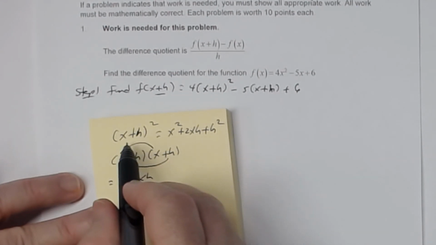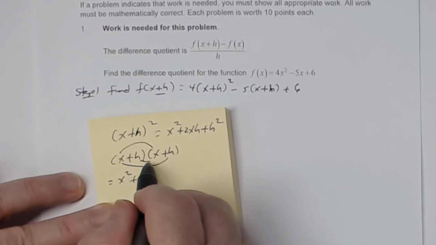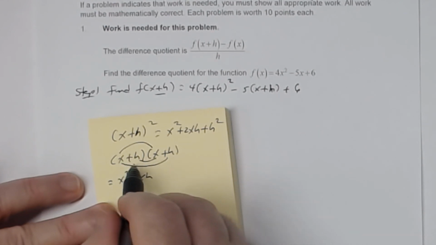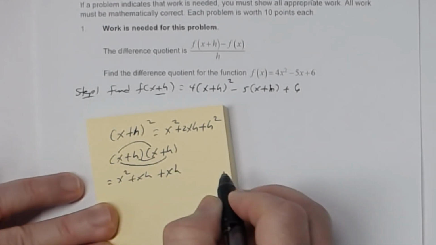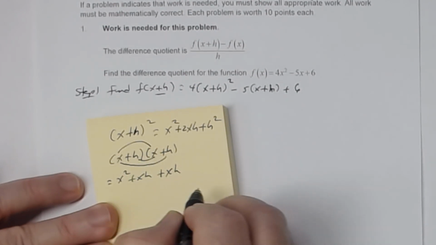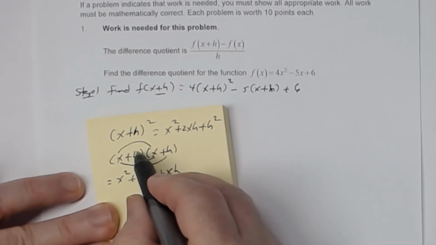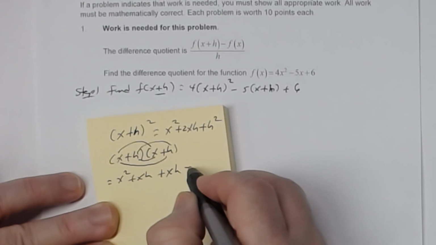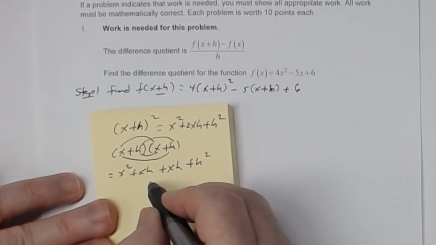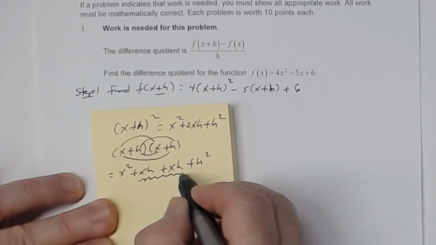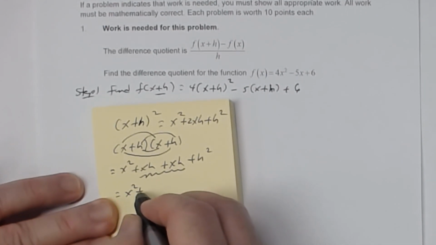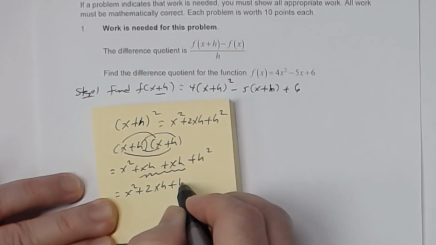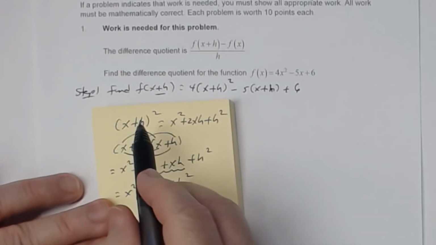And remember, when you square a binomial, the outer and the inner are identical. So x times h and h times x are the same thing. So I'm going to write h times x as xh. And then h times h becomes h squared. Then combining like terms, and you notice that the outer and the inner are like terms, so I get x squared plus 2xh plus h squared. So that is (x plus h) squared.